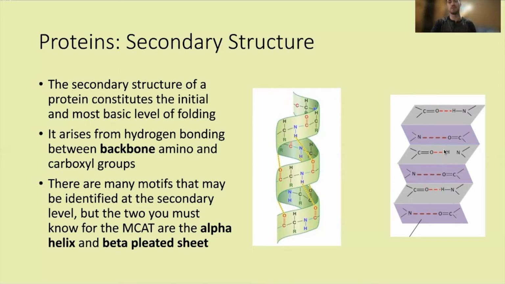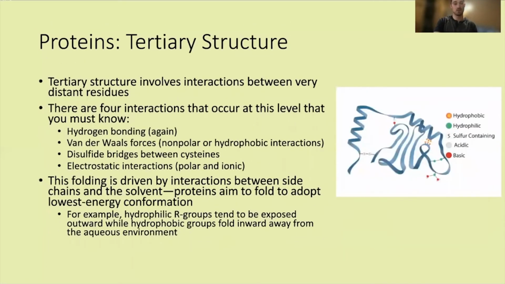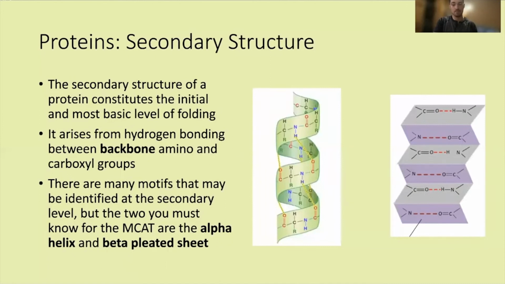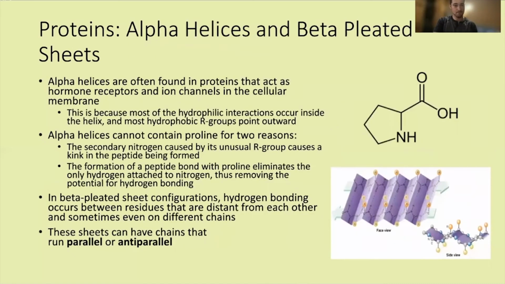But like I said, the most important part of the secondary structure is that hydrogen bonding occurs between the backbone. It does not have anything to do with the R groups just yet. Okay, so the alpha helices and beta pleated sheets. Alpha helices are often found in proteins that act as hormone receptors and ion channels in the cellular membrane. Those are the transmembrane proteins, and you often find alpha helices in those proteins.